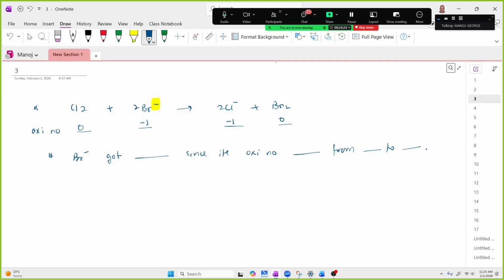Bromide oxidation number was -1. It became 0, -1 to 0. So -1 to 0, what happened? Is the oxidation number increased, correct? So bromide got oxidized since its oxidation number increased from -1 to 0. Okay, guys, give me yes or no if you're comfortable here so far.